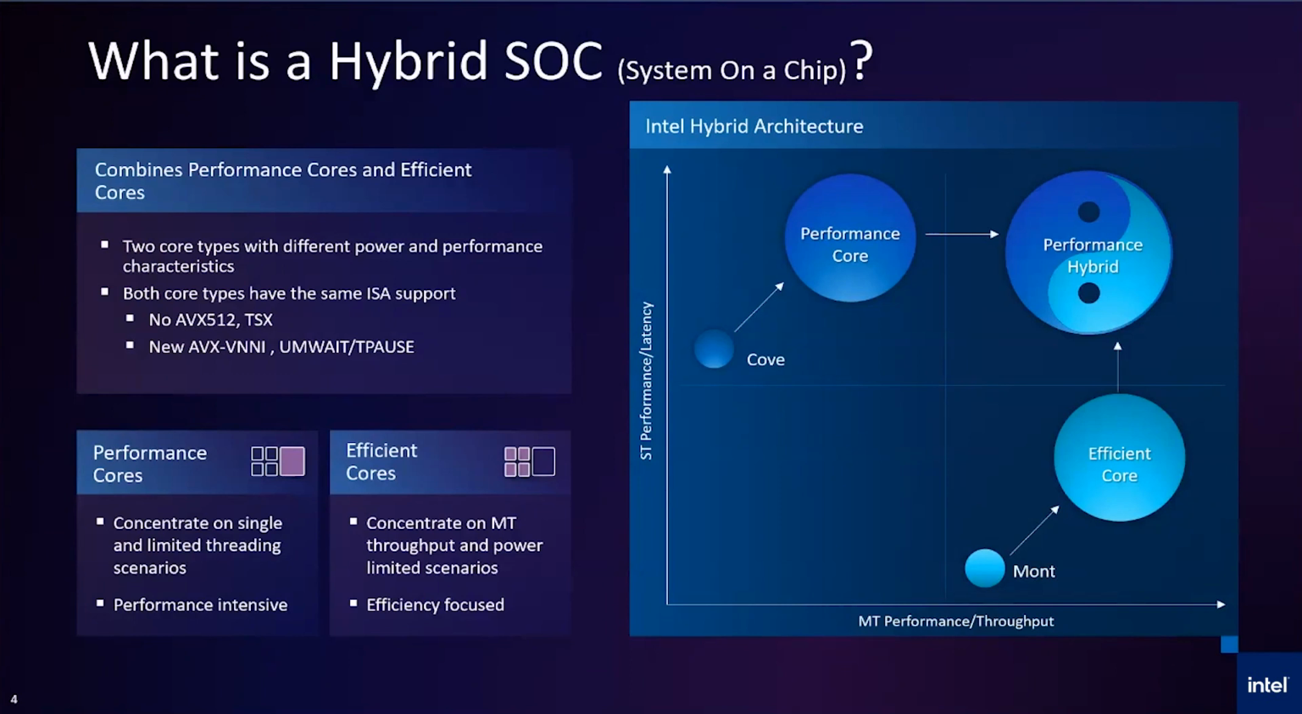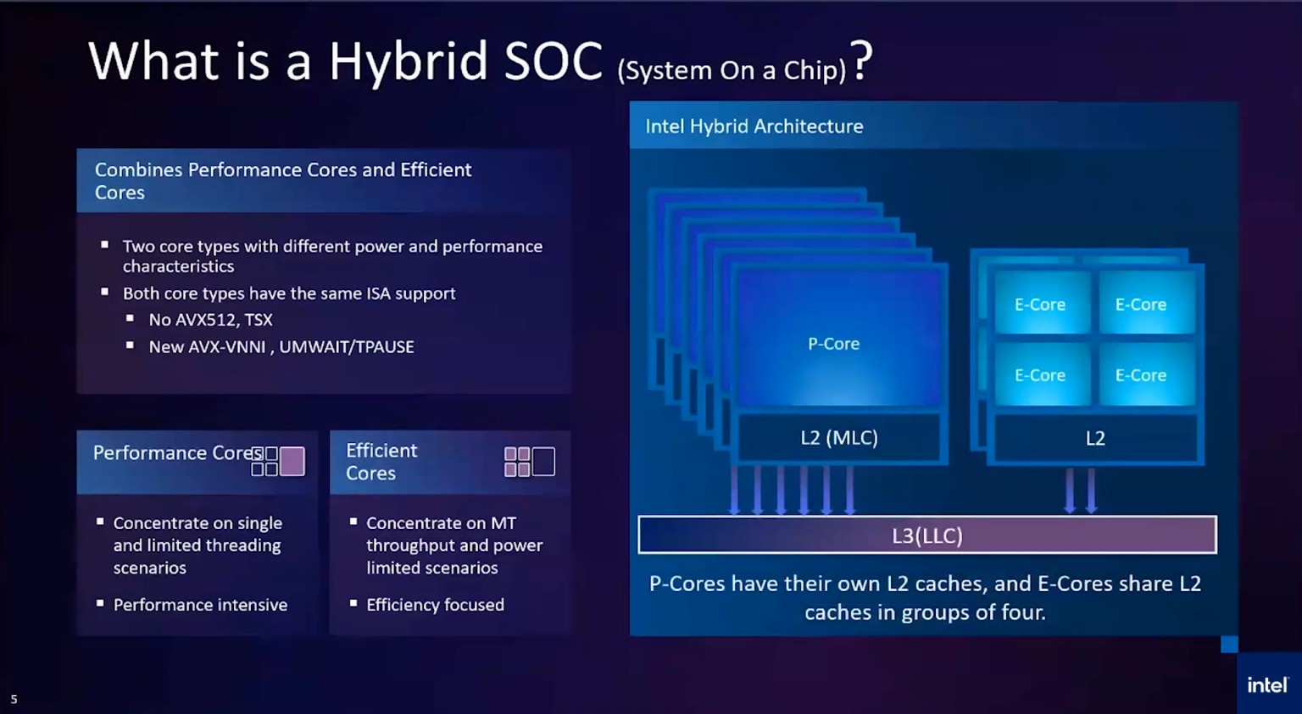We refer to these as performance hybrid, because on the desktop, especially when playing games, we would expect both the performance cores and the efficient cores to be used at exactly the same time to give the absolute maximum performance for the particular game in question.